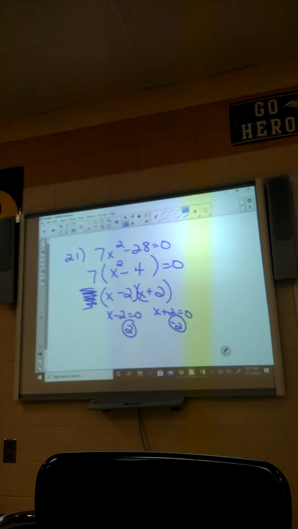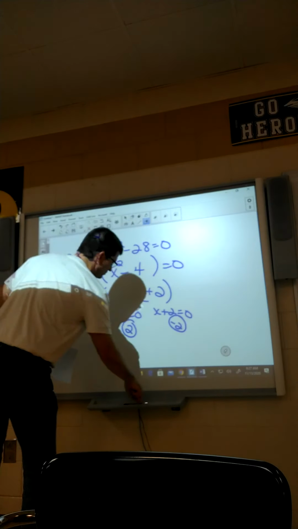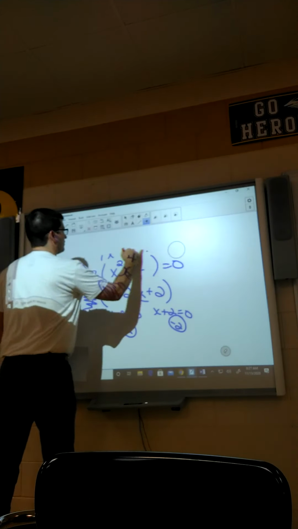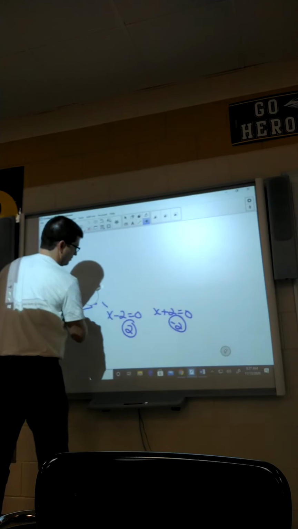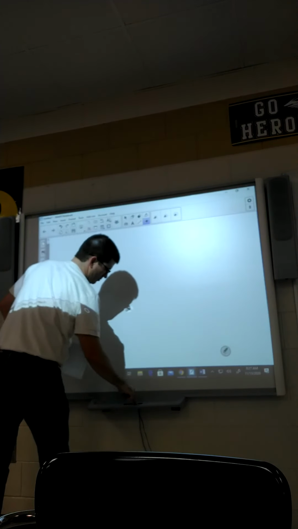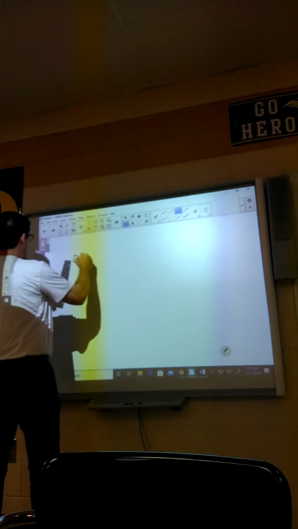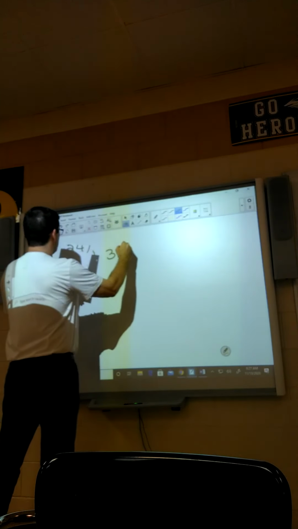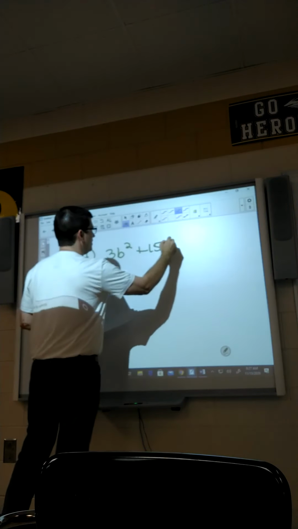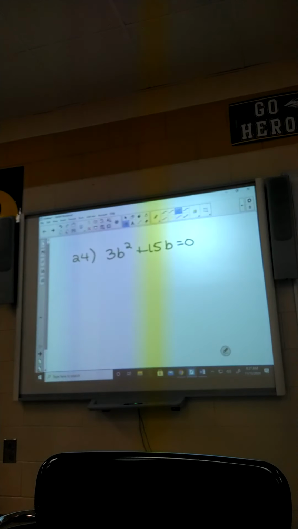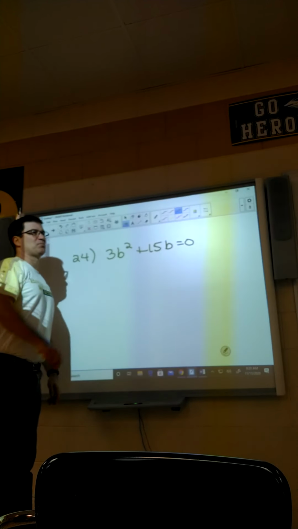All right, let's do some more. Let's do 24. Number 24 says 3b squared plus 15b. A lot of kids in my third block missed this one. So there are two terms in it, so we try to do it by the perfect square method.